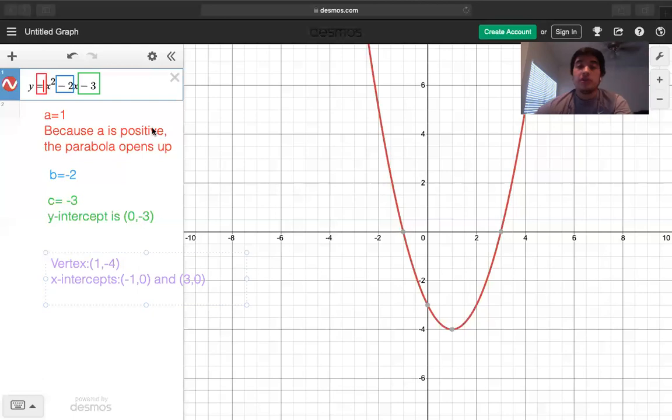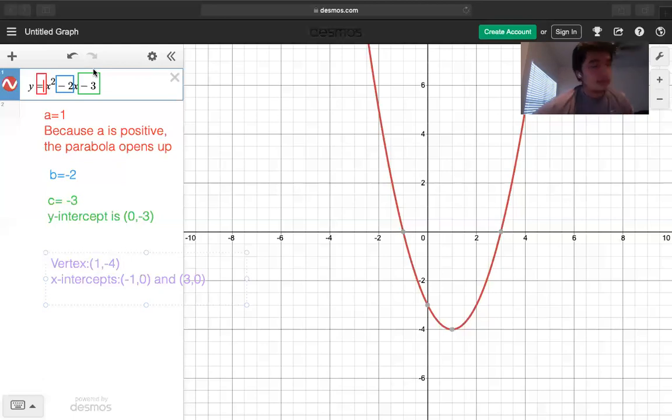So just from looking at this and typing it into Desmos, I found that the parabola opens up, which we can see. I found that the y-intercept is (0, -3), which we double checked on the graph. I found the vertex is (1, -4) down here. And I found that my x-intercepts are (-1, 0) and (3, 0). I found all of those things just by looking at the standard form equation and then typing into Desmos. So that's it.